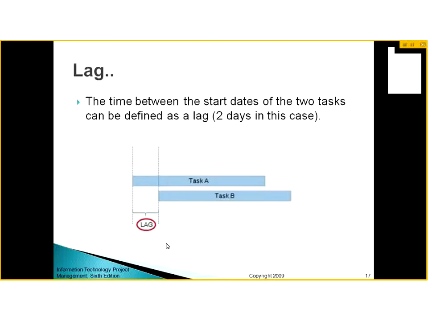The lag is the time between the start dates of the 2 tasks. For example, if task A is started at this time and task B is started at this time, the difference between the start dates of task A and B is called lag.